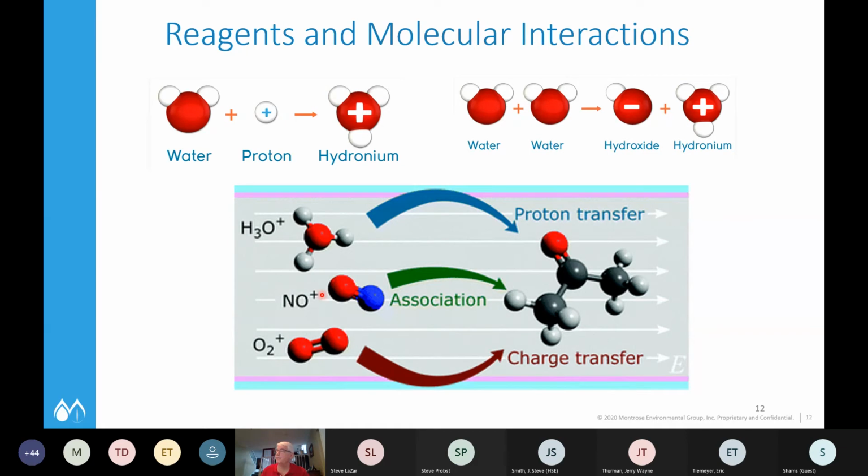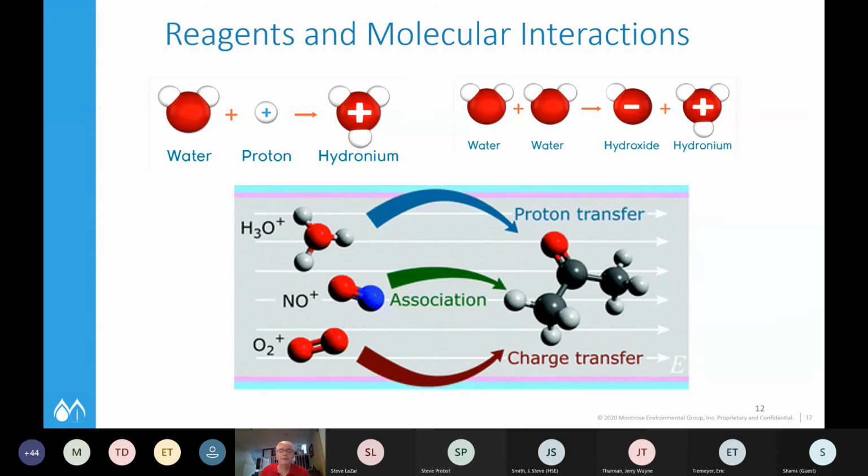Another mode is an association mode, which I'll talk a little bit about later. And then the final mode is charge transfer, where you take a particular gas, in this case it's oxygen, you ionize it, and then you take that ionized species, react it in the drift tube, and it just charges this now to a positive charge, and the mass stays the same. So these are the 3 that we use. The great thing about this is we can switch back and forth between these modes in a matter of a minute. And which reagent we use depends on which compound we're looking for.